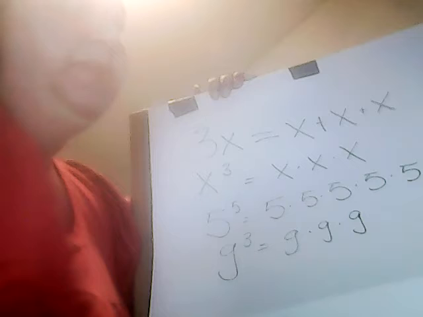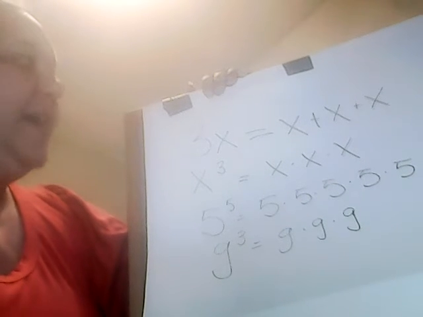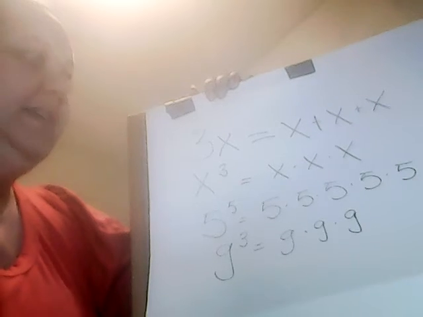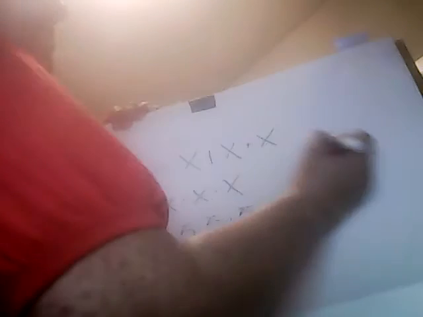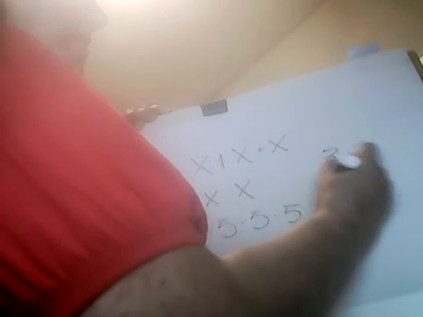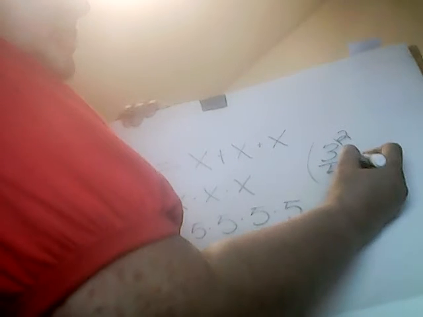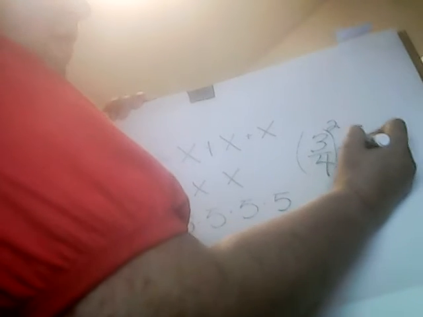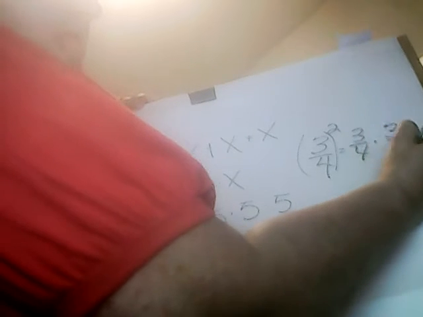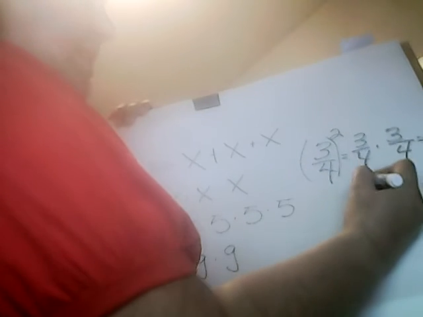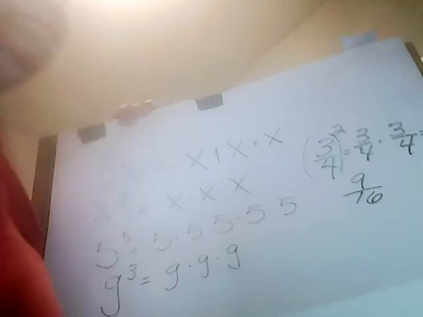Sometimes we're going to see fractions, and in these fractions you're also going to see the exponent. For instance, let's use the example 3/4 to the second power. Your fraction will be in parentheses, and the power will be on the outside of them. But this still means 3/4 times 3/4, and when we multiply, it gives us 9/16.